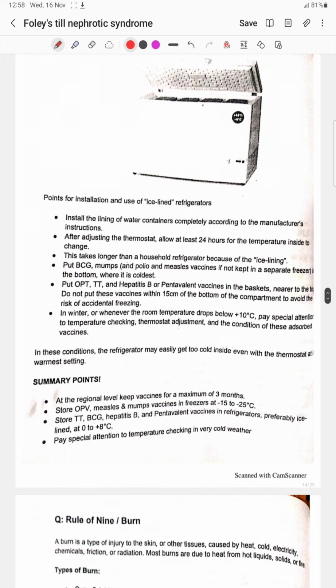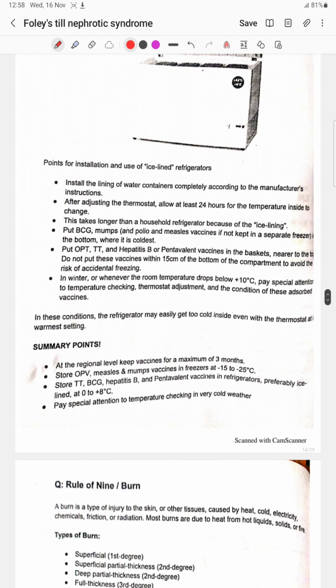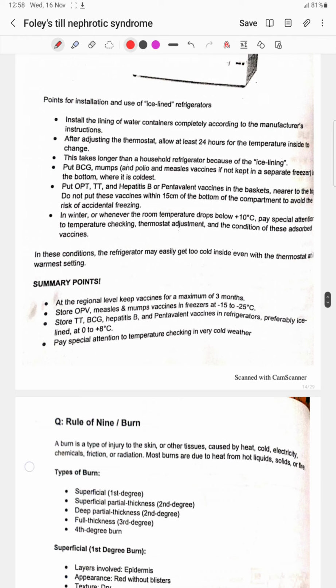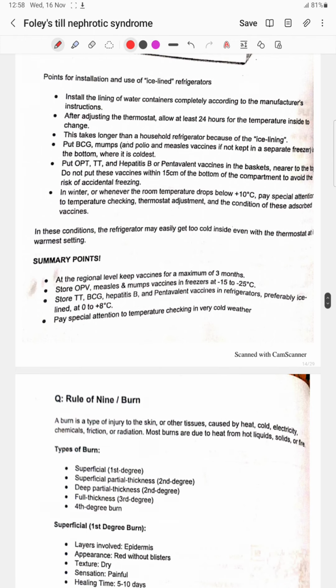Points for the installation and the use of the ice-lined refrigerators. Install the lining of water-containing ice packs completely according to the manufacturer's instructions, and after adjusting the thermostat, allow at least 24 hours for the temperature inside to change. This takes longer than a household refrigerator because of the ice lining.